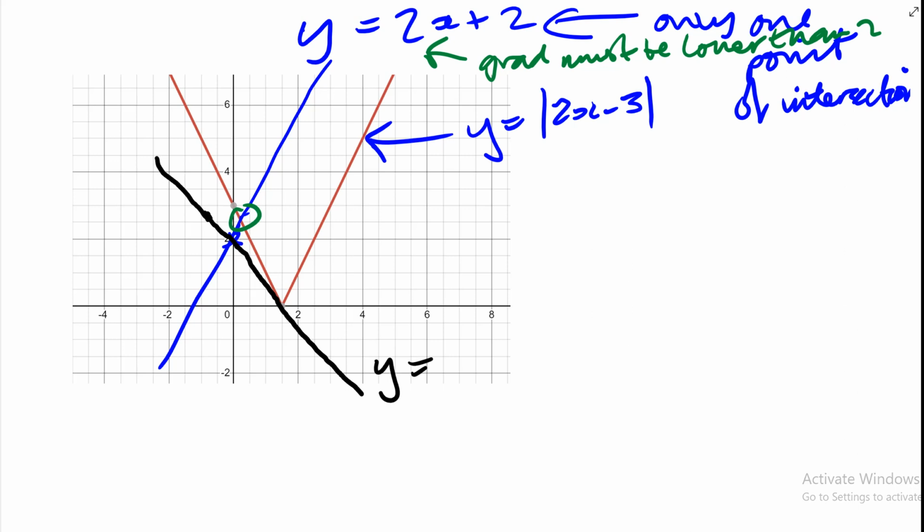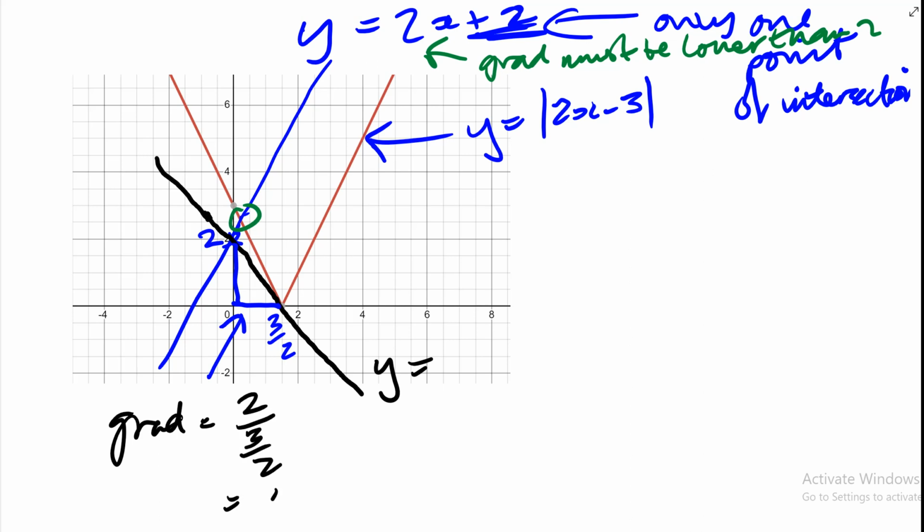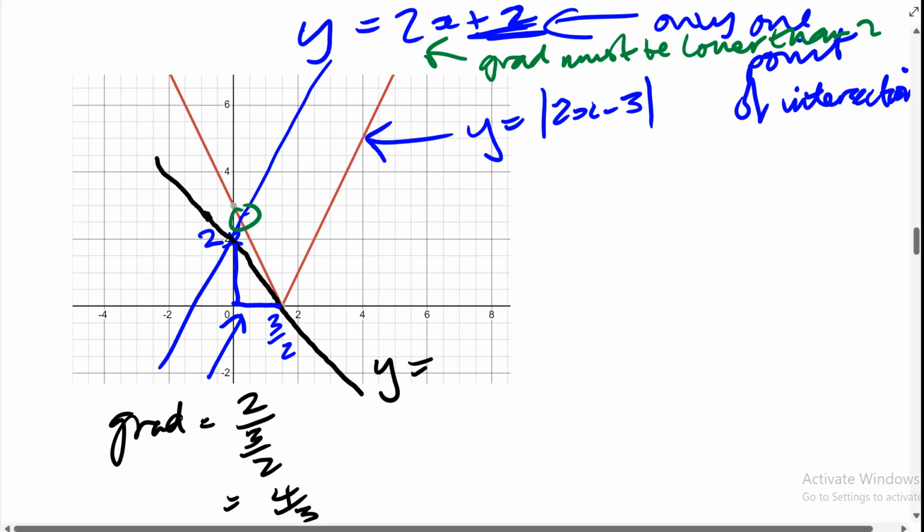So that'd be y equals, and then we don't know the gradient of this, but we can work it out, can't we? Because we know this is 2 because it's the graph of something x plus 2, and we know this point here is 3 over 2. So the gradient of the black line is going to be 2 over 3 over 2, which is 4 over 3. So that black line is going to be 4 over 3 x plus 2.